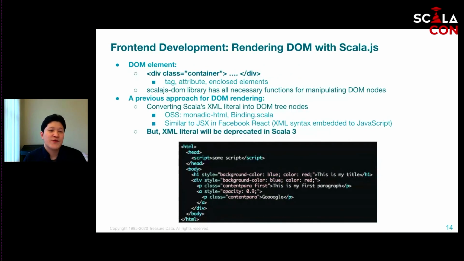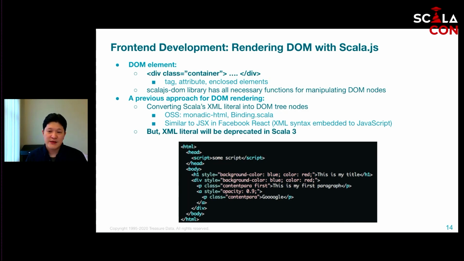So what do we need for front-end development, in fact? What we need is very simple. We just need to render DOM objects with Scala.js. A DOM element basically consists of 3 things: a tag, attributes like class equals container, and its enclosed elements.